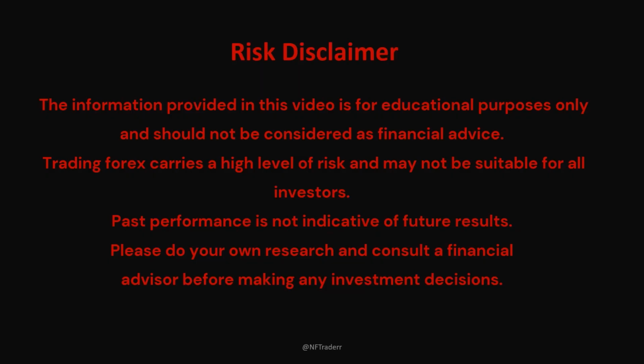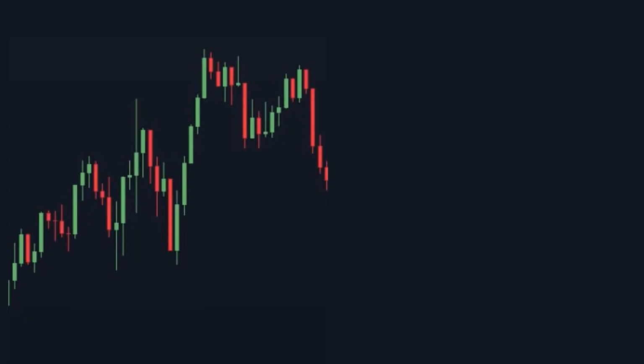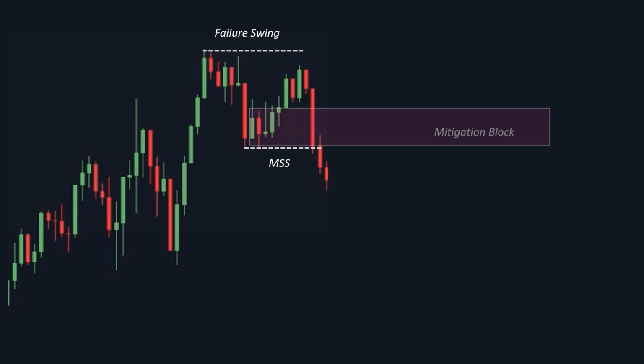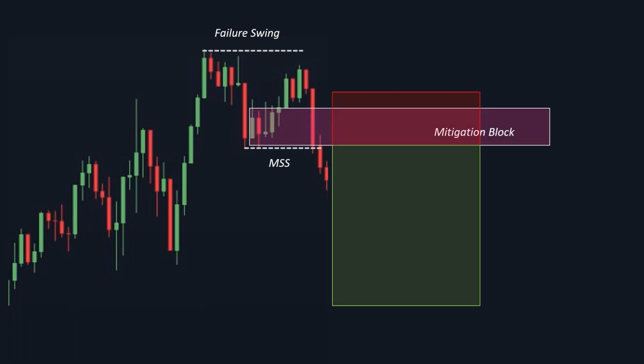Hello everyone. Today's video will focus on ICT mitigation blocks, including how to identify and trade them. A mitigation block occurs when there is a sudden shift from bullish to bearish momentum or vice versa, indicating a potential market reversal. This shift can create exciting opportunities for traders seeking high-risk, high-reward trades.